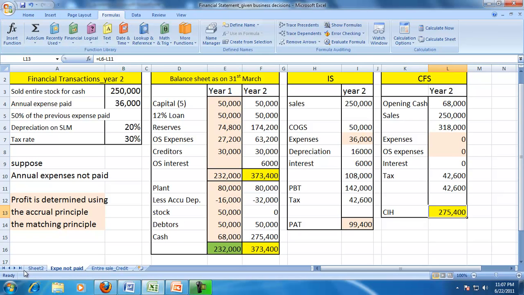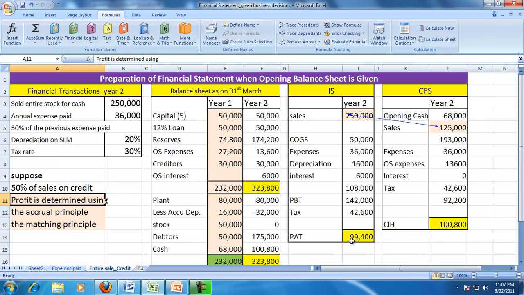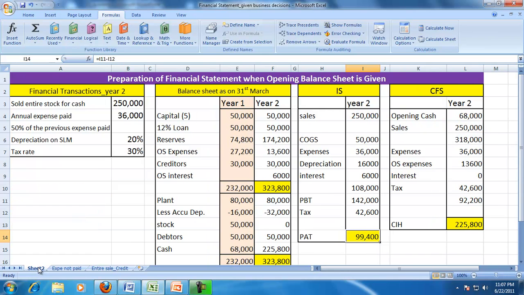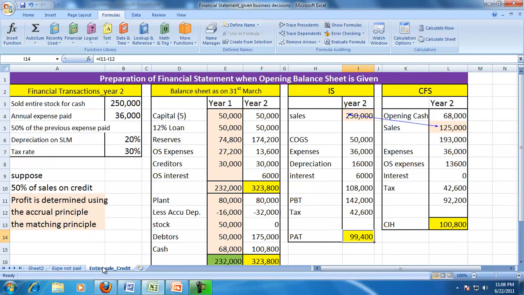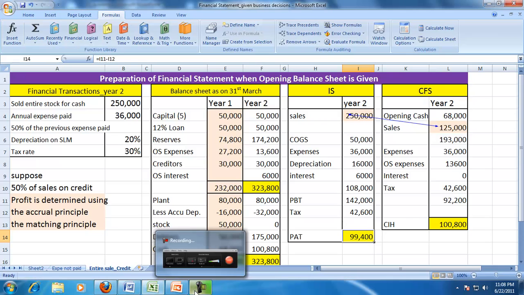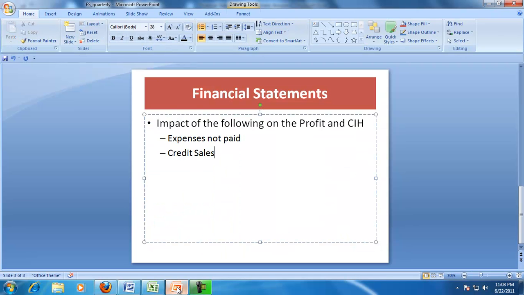So in all the three cases, profit is same, 99,400, but the cash in hand is changing. You can see 225,000, 275,400 and 100,800. So the cash receipts and cash payments have no effect on the income statement, because the income statement is prepared on the basis of accrual and the matching principle.